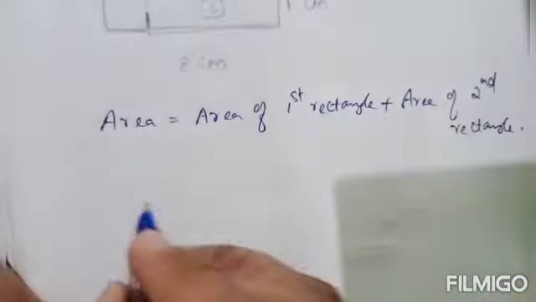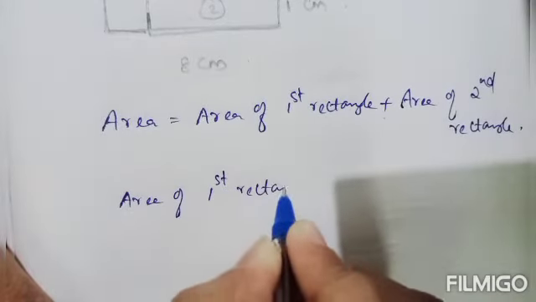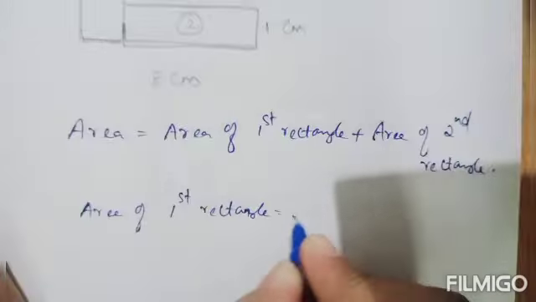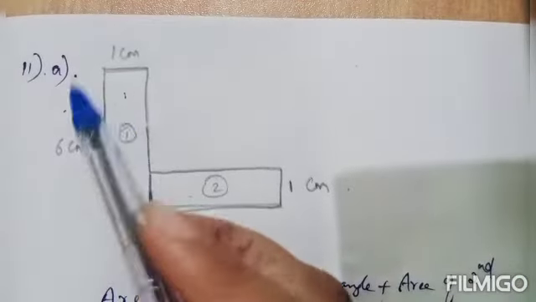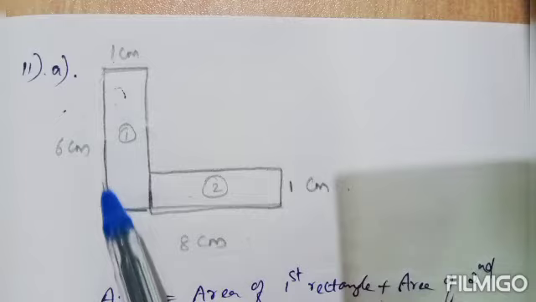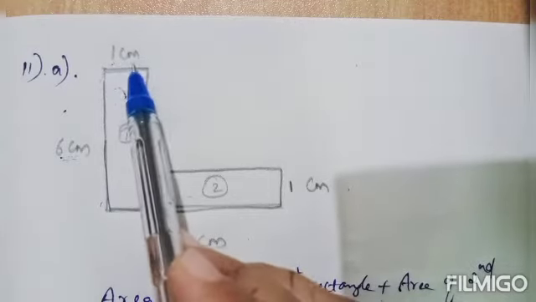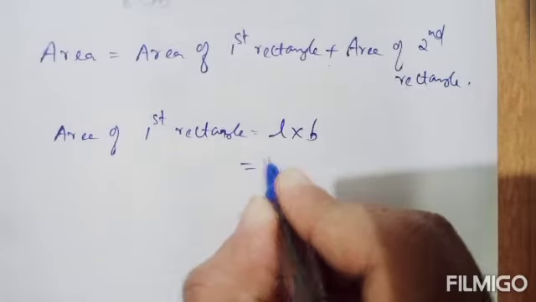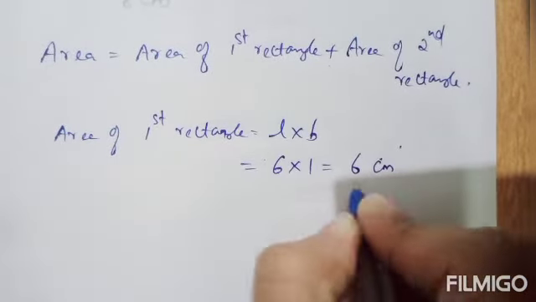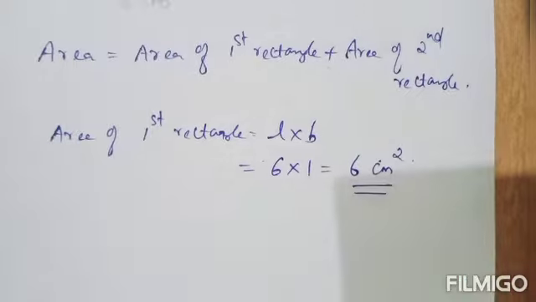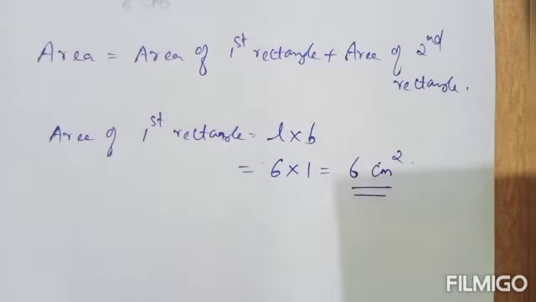Okay, now you can find the area of the first rectangle. How can you find the area of a rectangle? The formula is length into breadth. In this figure, the length of the first rectangle is 6 centimeter and the breadth is 1 centimeter. So how can you find the area? Length into breadth, that is 6 into 1, you will get 6 centimeter square. It is an area, so the unit will be centimeter square.